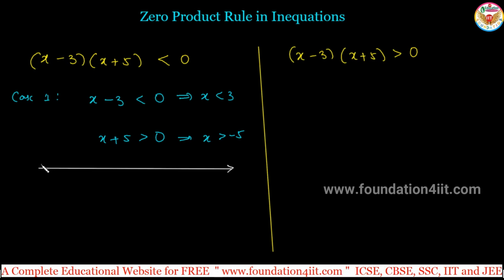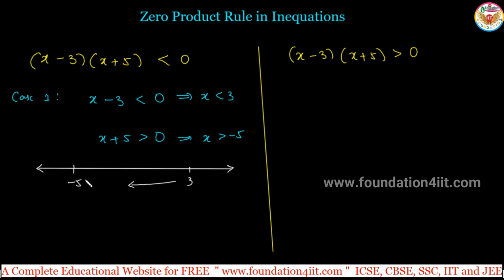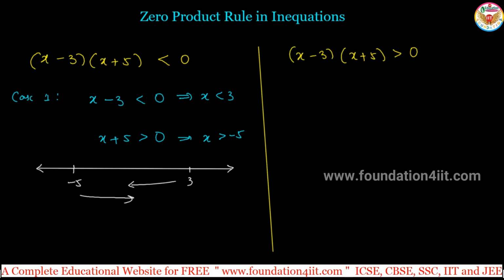Together, if it is possible, x is less than 3. Now if it is 3, all the values on this side. X is greater than minus 5. So there is a minus 5, and from this side all the values. So the result is in between minus 5 and 3, the common solution.